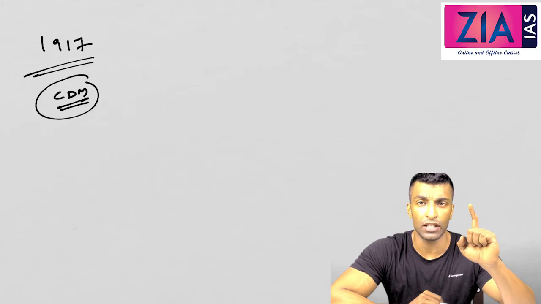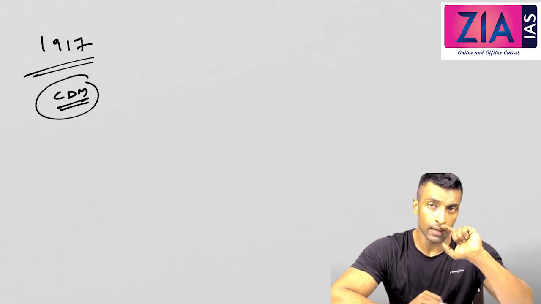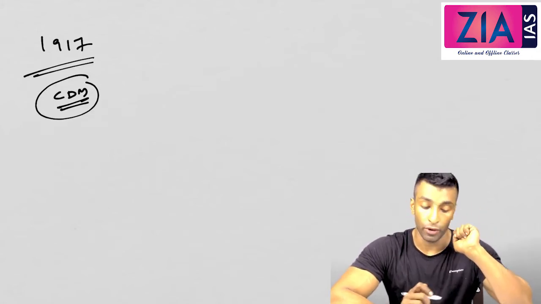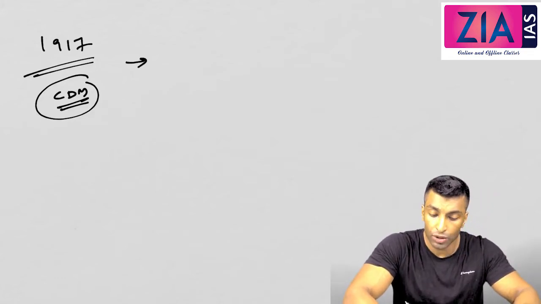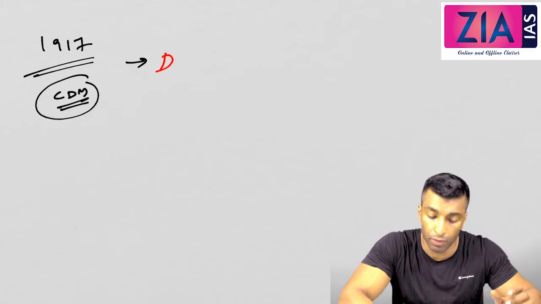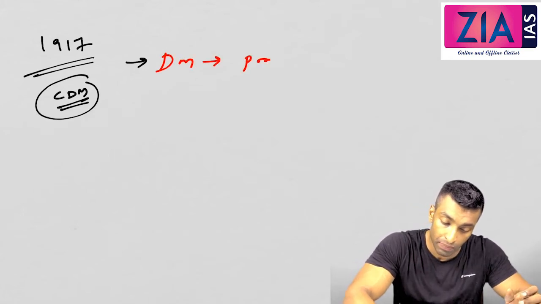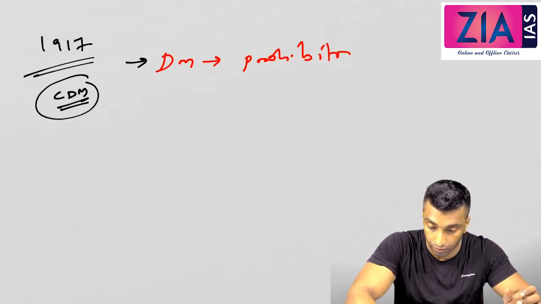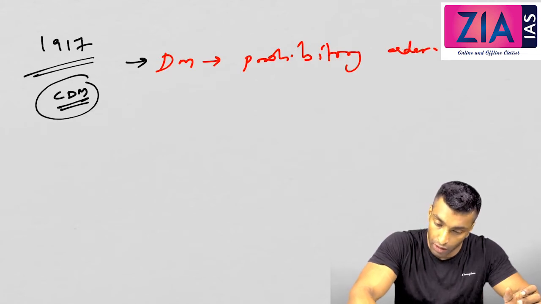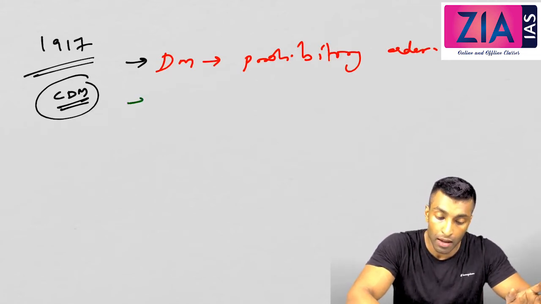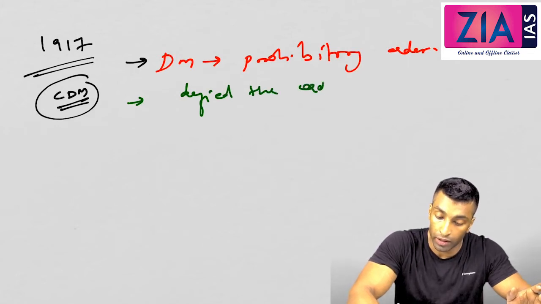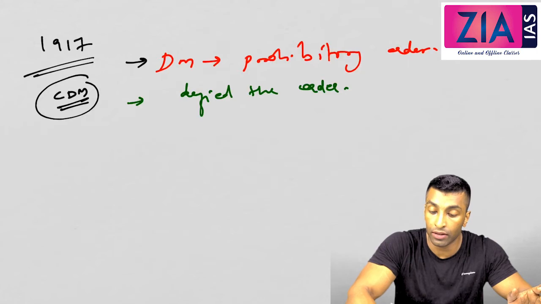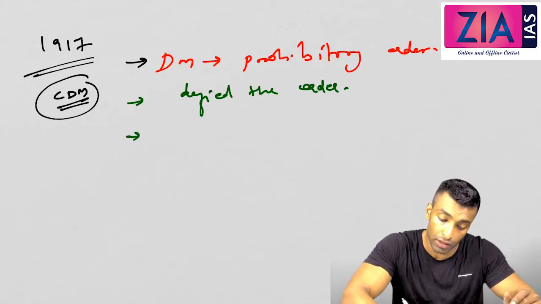Okay, so this is the first achievement of Gandhi. This is Champaran Satyagraha. I'll write the most important points in bullet points. A district magistrate issued a prohibitory order against Gandhi, but Gandhi defied the order and entered Champaran with his supporters.